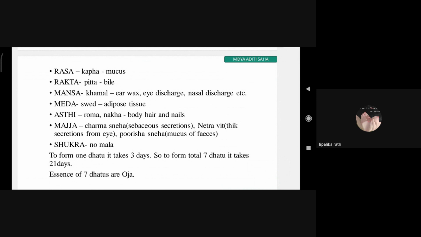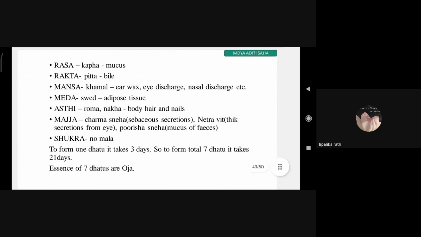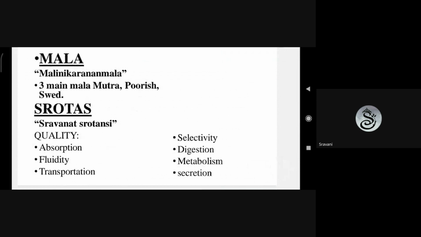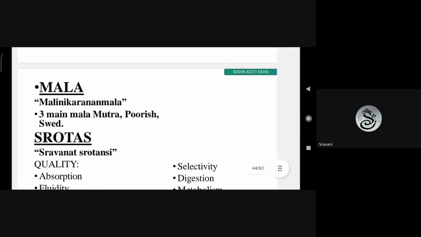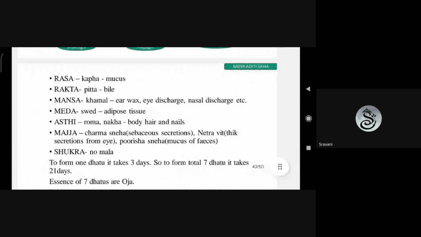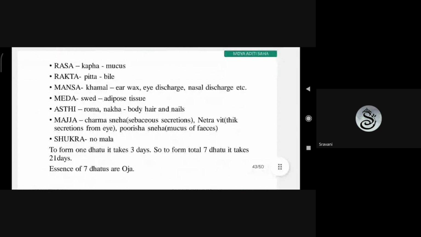Okay, so this is the concept. And then the essence of the seven dhatus is oja. Is this Ojas, ma'am? Yes, this is oja. The essence of the seven dhatus is oja.